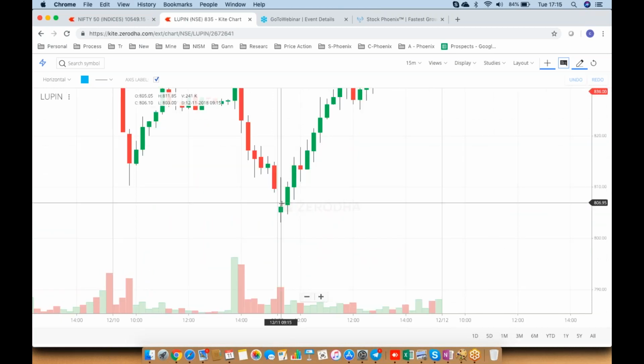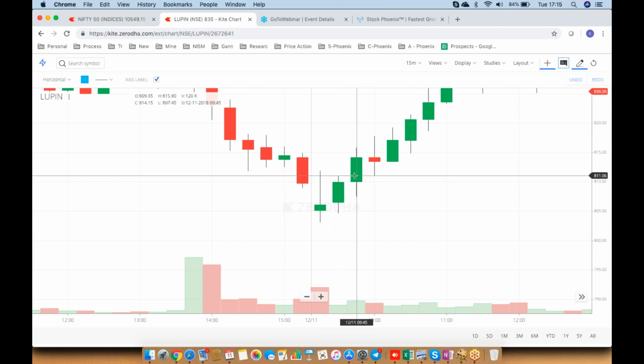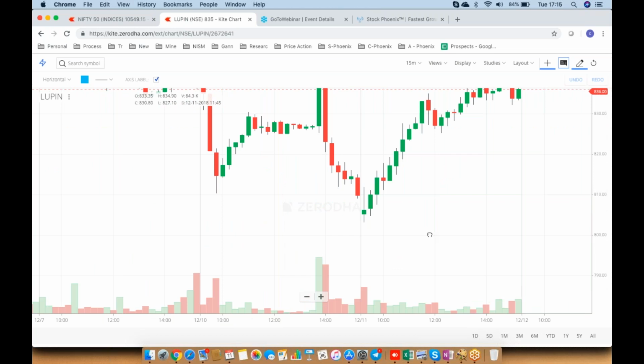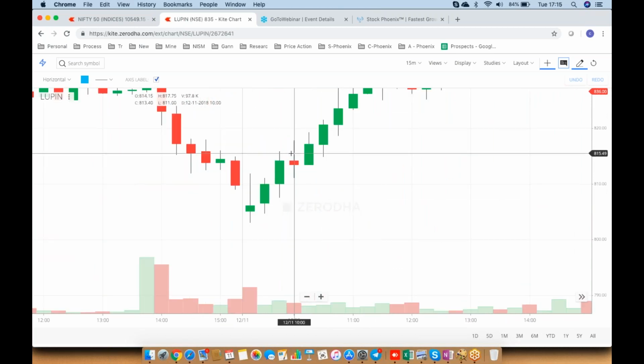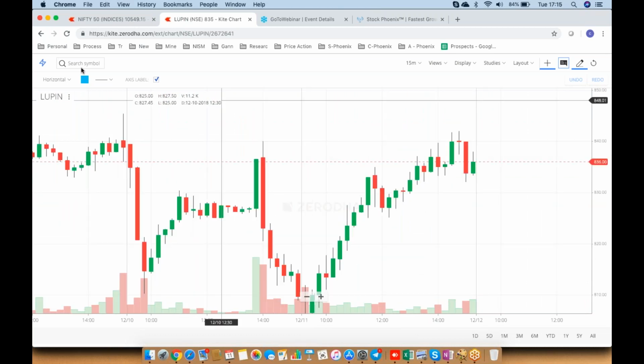When the entry was here, this candle made a low of 811 and it bounced back. Our trailing stop loss was hit. Still, I told it will travel. It traveled non-stop to 840 levels. Leave that. Let's come back to Nifty again.